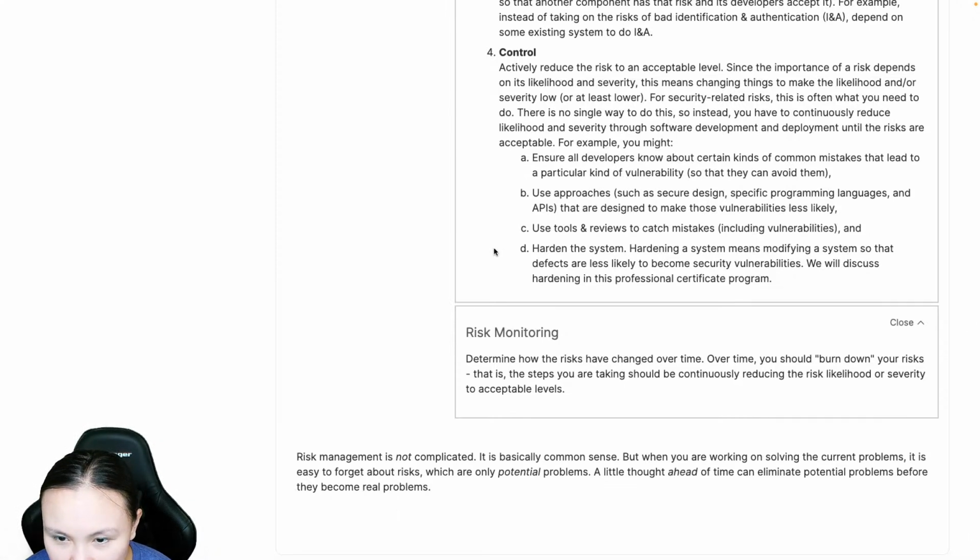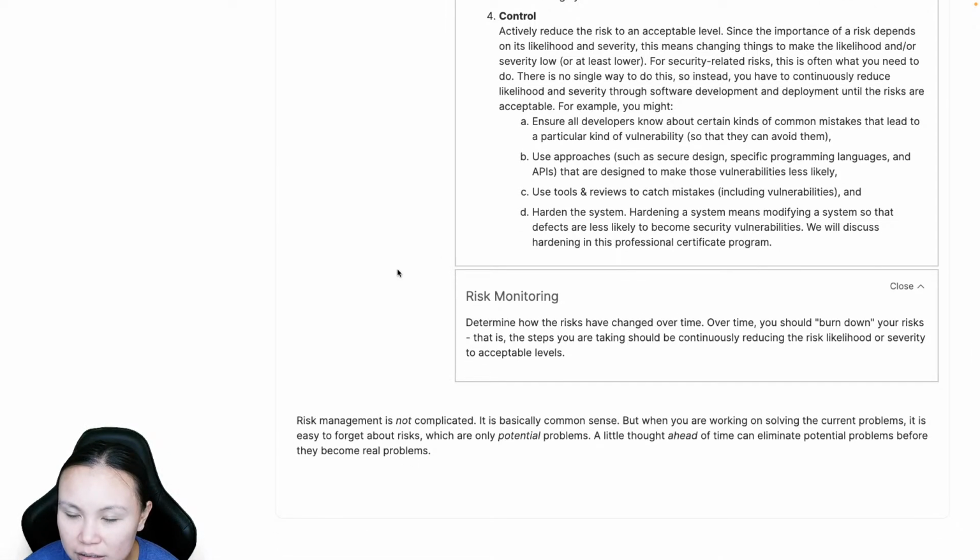Risk monitoring. Determine how the risk has changed over time. So you need constant monitoring. It won't just be like, oh, we have fixed it, so it's fine. You still have to monitor it.